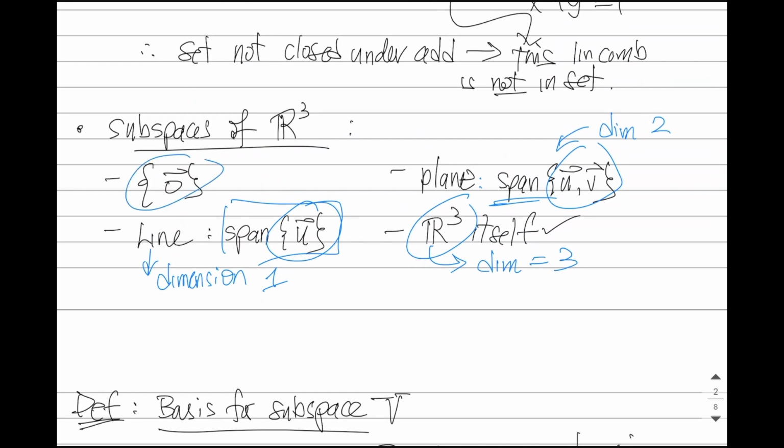What would the dimension of this be? Any multiple of 0 will give you 0. So by definition, that's linearly dependent. So because there aren't any basis vectors, we will say that the dimension of this set is 0.